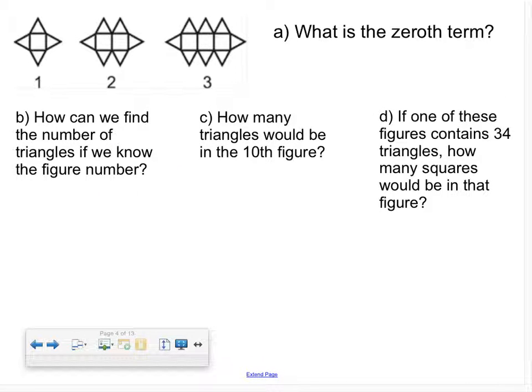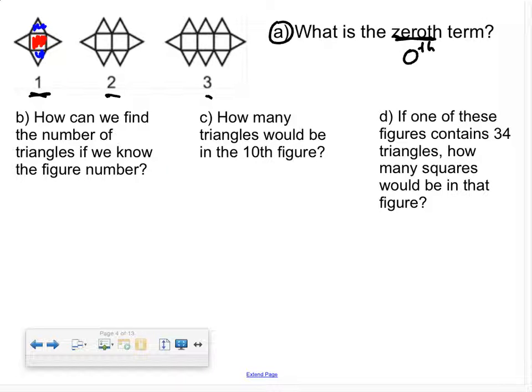A little bit more complex visual pattern. Here we've got what looks to be a square with some triangles around it on the first term. On the second one, we've got another square with triangles around it, and it seems to be adding on as we continue. Now the first question is asking, what's the 0th term? So what precedes number 1? Because the pattern looks like it's adding on a square and two triangles each time.